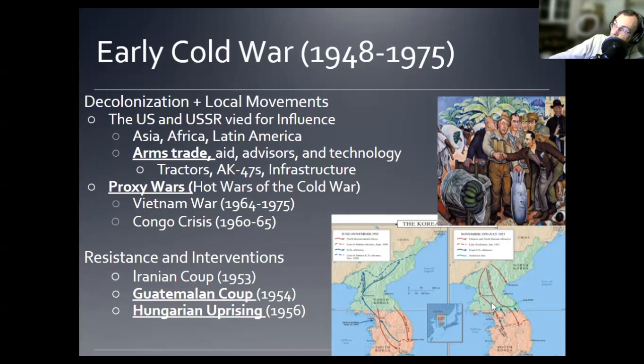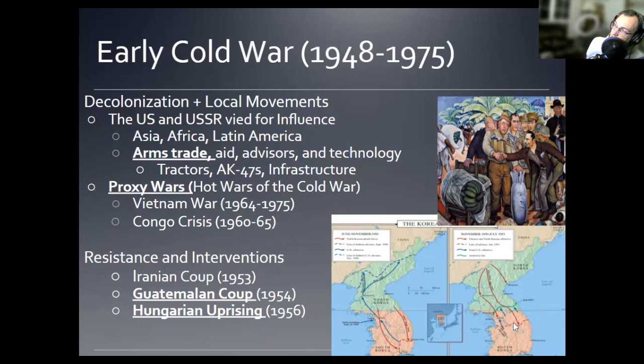So that's what we call a proxy war, where each side stands in for the other side. At least officially, American soldiers and Soviet soldiers never shot at each other, but they had their proxies do it instead. In addition to that, the United States and the Soviet Union were more than happy to influence the politics of local places wherever they could.